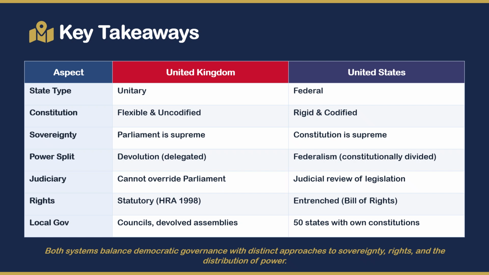In the United Kingdom, there is devolution of power. There are local governments, local government councils and devolved assemblies in the UK, whereas in the United States, the 50 states have their own constitutions. So to conclude, both the systems balance democratic governance with distinct approaches to sovereignty, rights, and the distribution of power.